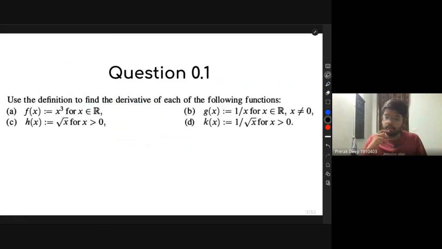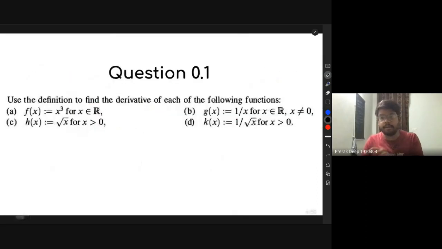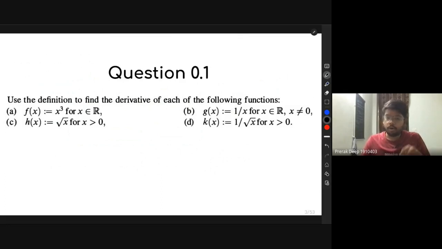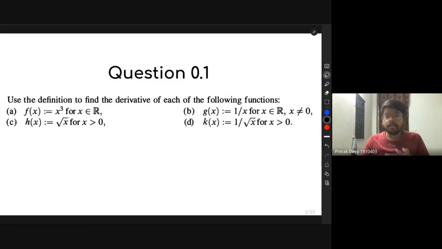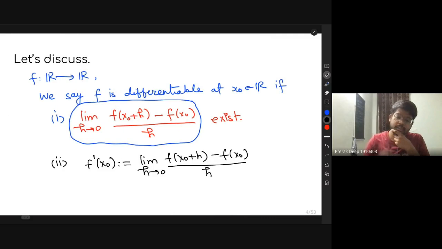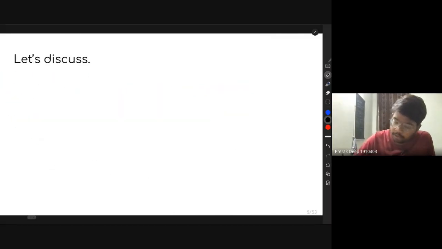Now the idea to solve this question is to use this definition to find out the differentiation of each of these functions. If you have studied mathematics in your 12th standard, you already know the differentiation of these functions. But we want to find the differentiation using the first principle, in particular using this definition. So let us calculate this one by one.